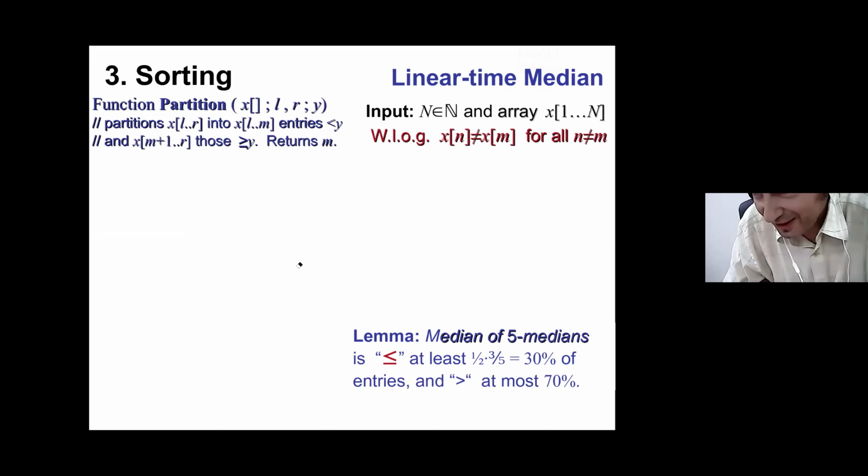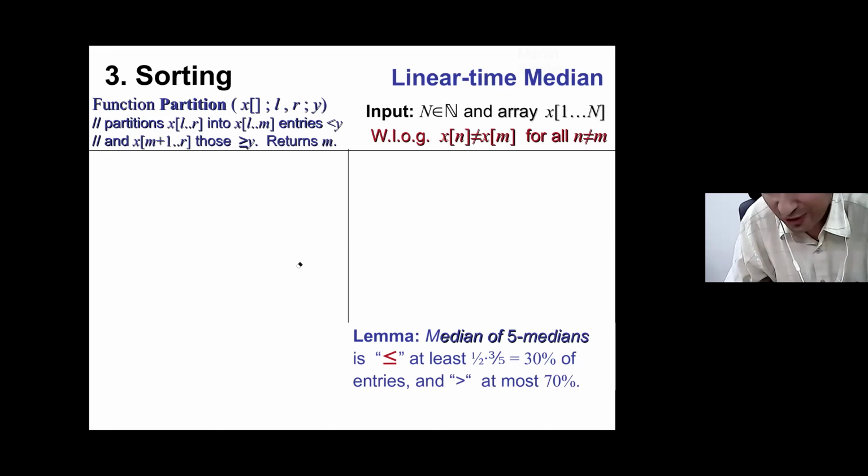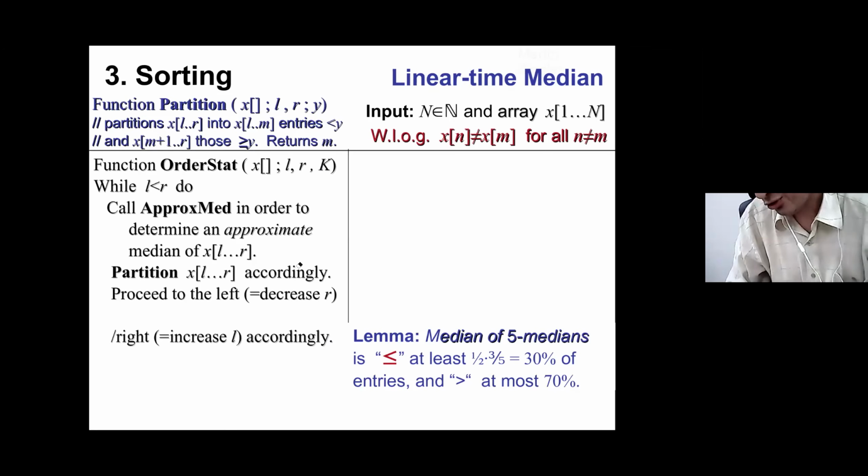The idea is pretty clever, but it is somewhat involved, and you have to exercise yourself a little bit to understand. So we need two pieces: the order statistics, and the approximate median.